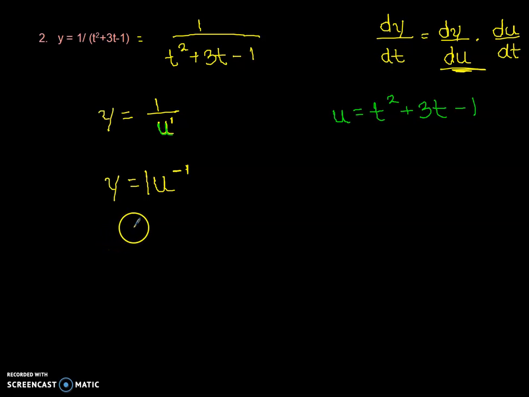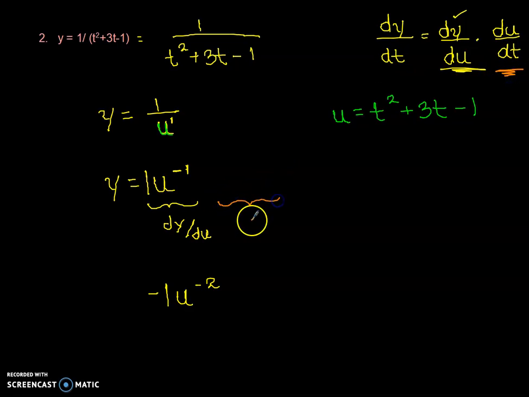Now to derive this, meaning to find the derivative of y with respect to u, I'm going to apply the power rule. -1 times 1 is -1, and I take 1 away from the power, which would give me -2. So I've got this part down, dy over du. Now I need to multiply it by du over dt. Well, what is du over dt? It is the derivative of u with respect to t. And here it is right here.